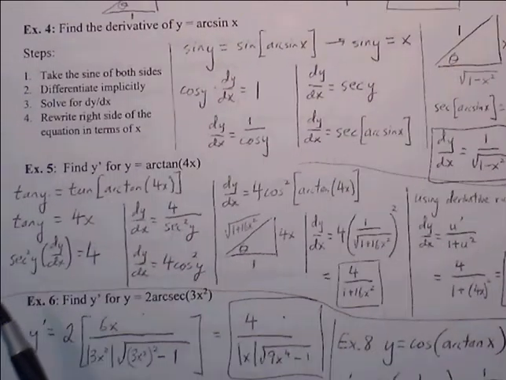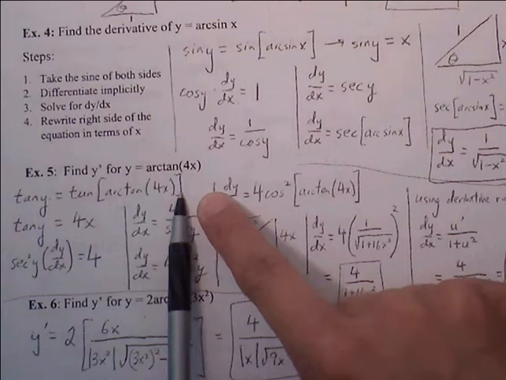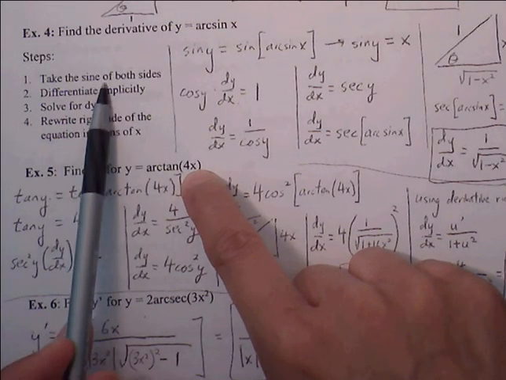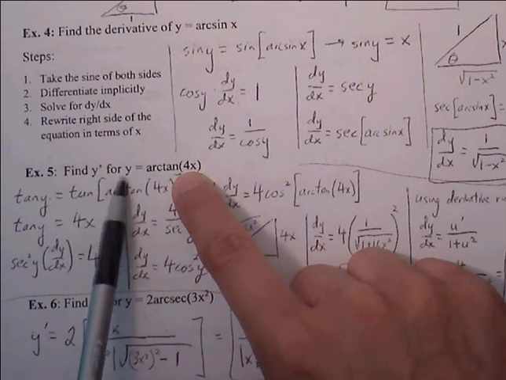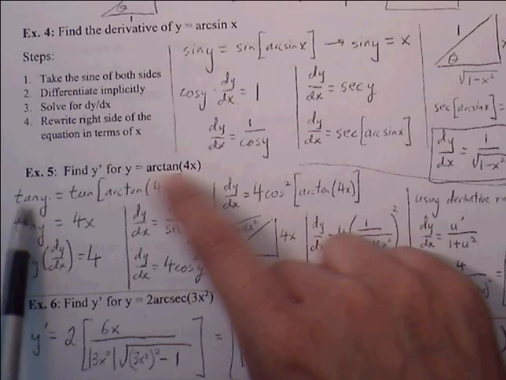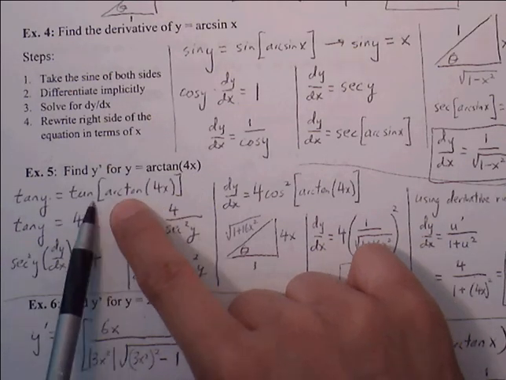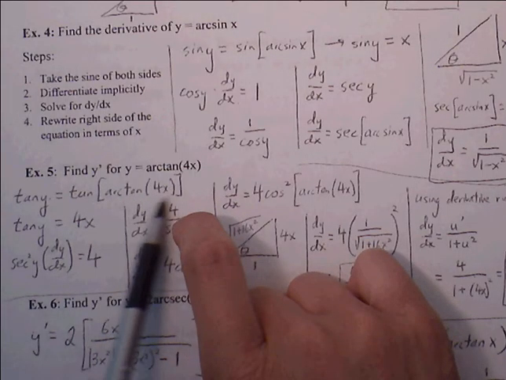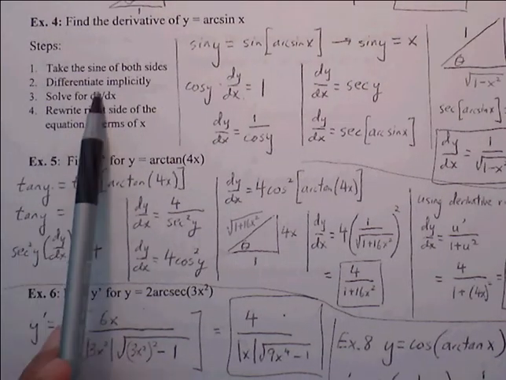All right, example 5, find y prime for y equals arctangent of 4x. I'll go through implicit first. First step, we take whatever the trig function of both sides is to undo the arctangent. In this case, we'll take the tangent of both sides. Tangent of y is equal to tangent of arctangent of 4x. We know tangent of arctangent reduces to just whatever this expression is, so tangent of y is equal to 4x. Now we can differentiate implicitly.